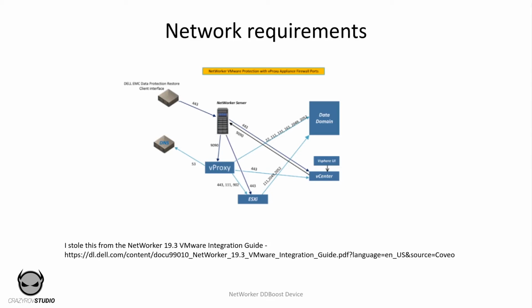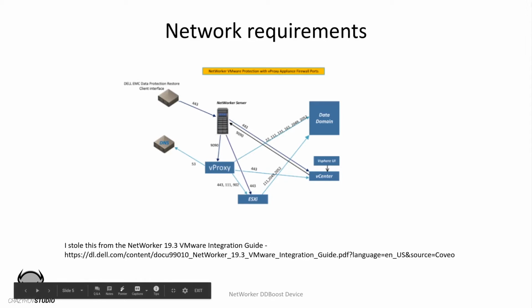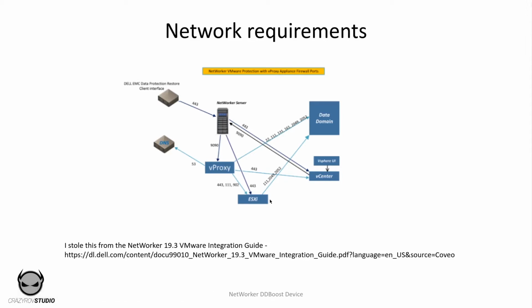We need ports open for the vProxy appliance to DNS on port 53 for name resolution, and between the vProxy appliance and Data Domain on ports 22, 111, 131, 161, 2049, and 2052 for Data Domain management. Between the vProxy appliance and the ESXi server, ports 443 and 902 are used for backup and recovery operations.